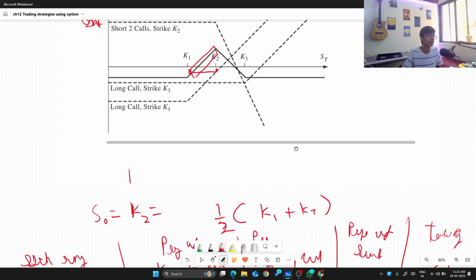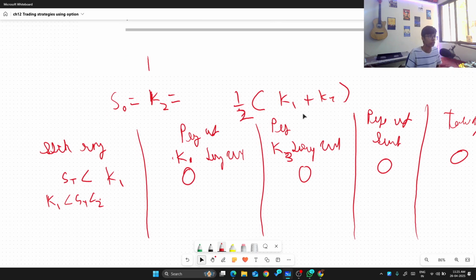That is K2 minus K1, right? We will show how. ST minus K1, right? So the first payoff would be ST minus K1 of a call option. The second payoff would be 0, and the third payoff would be minus 2 of ST minus K2, right? And the final payoff would also be 0 because the strike price is K3, not K1, right? And that would be 0, and the final payoff would be ST minus K1.